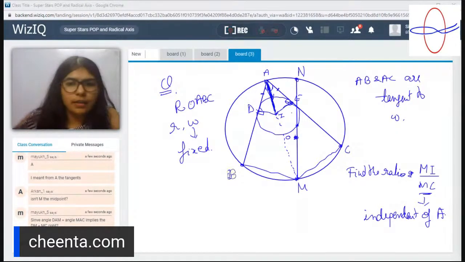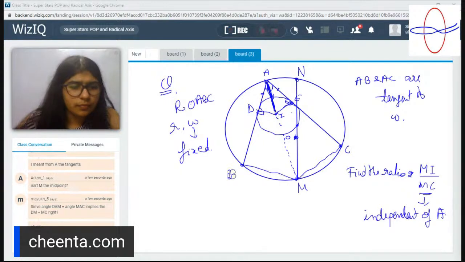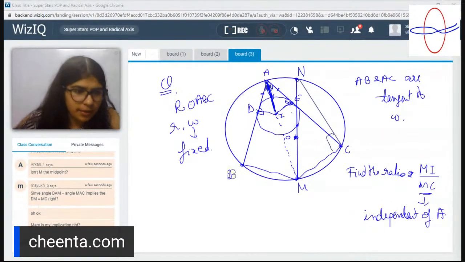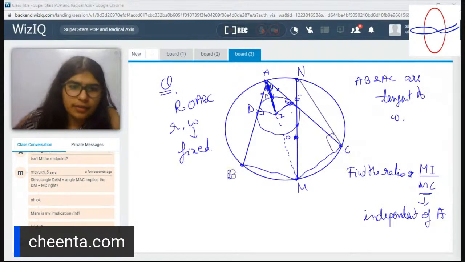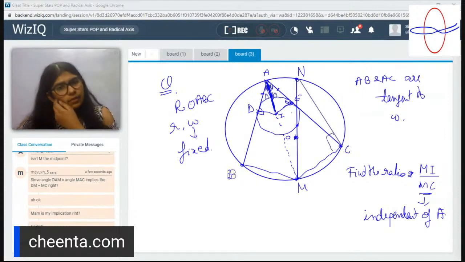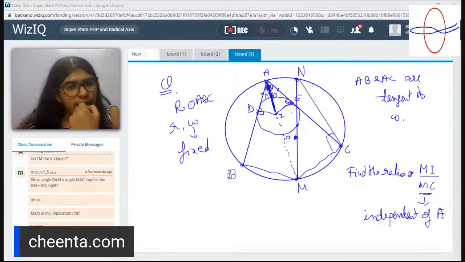Now we'll see this angle versus this angle. And this will be 90 obviously because MN is the diameter. Now this angle is theta, this is theta. DM is not MC, but let me say angle DAM equals MAC. So DM equals MC. That's true.